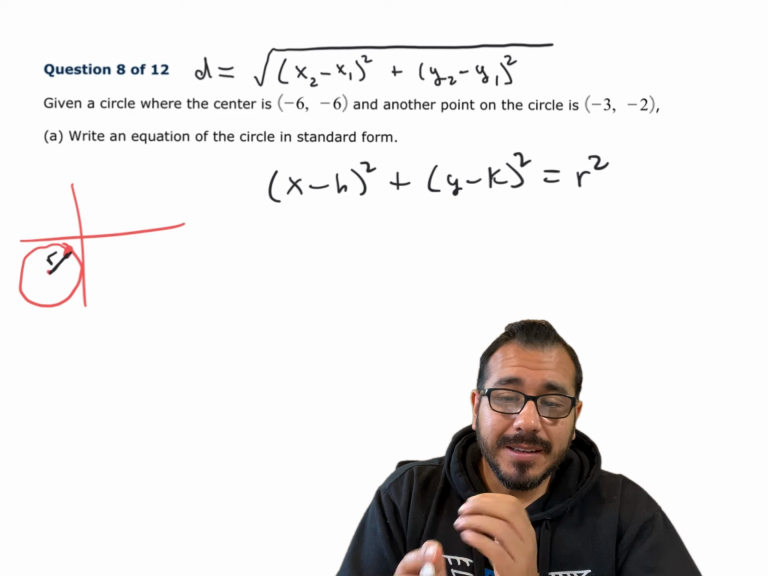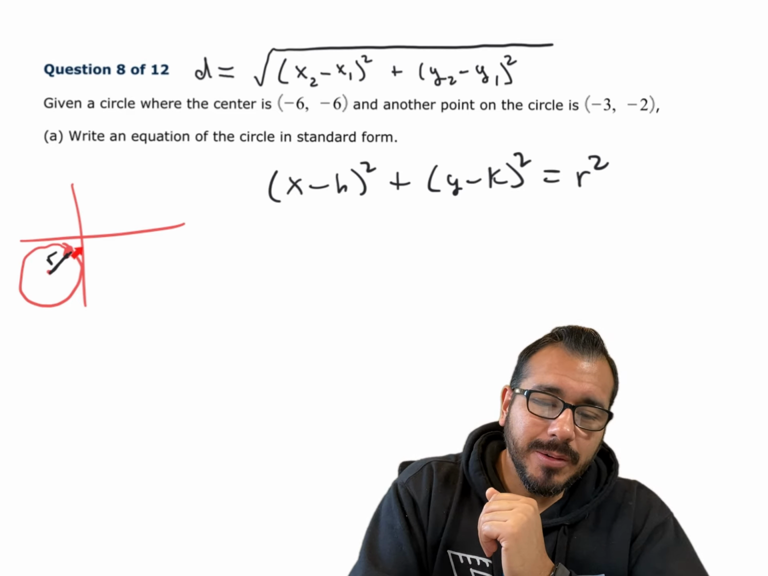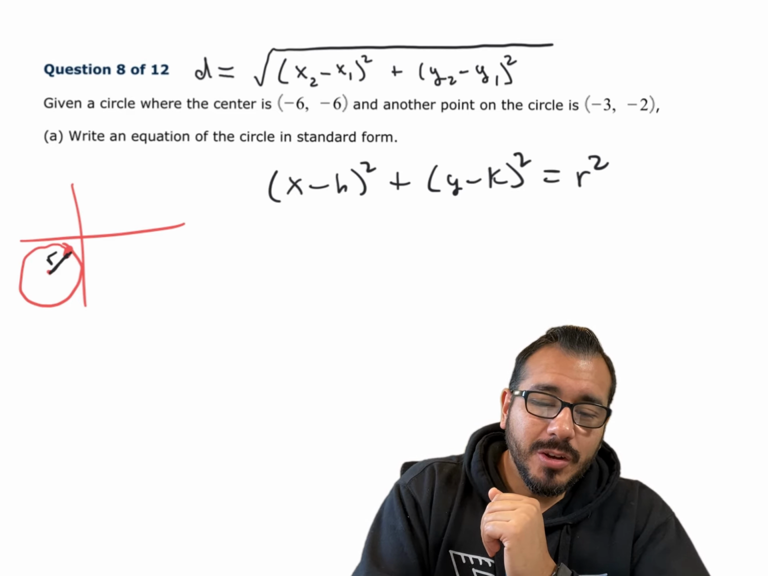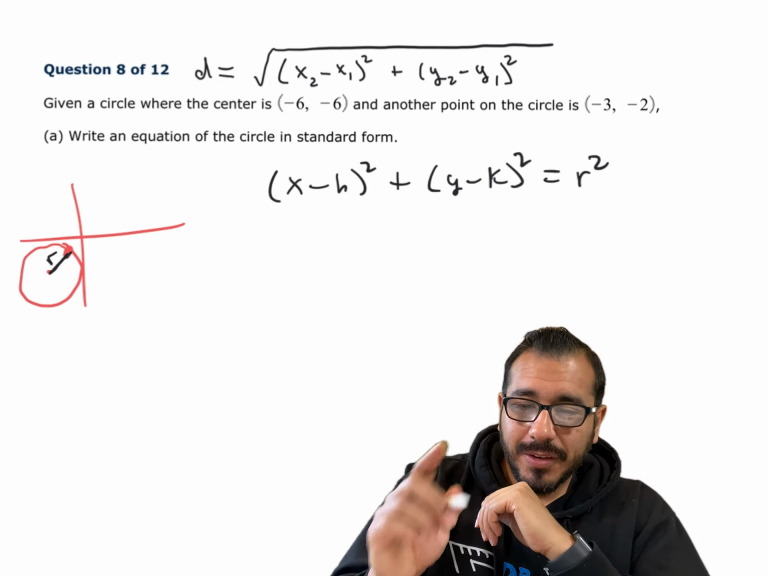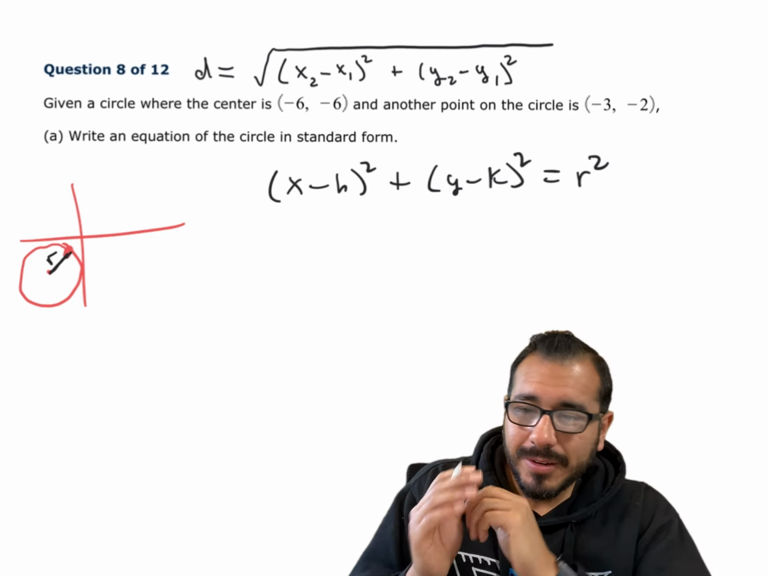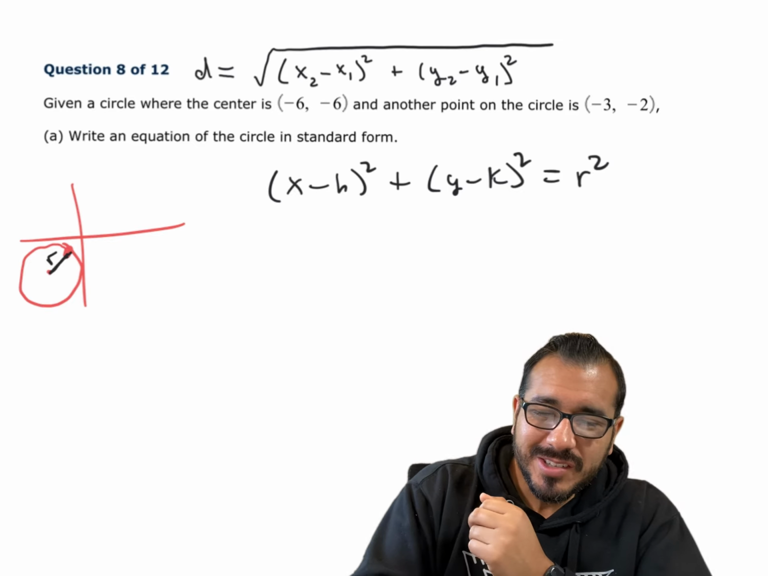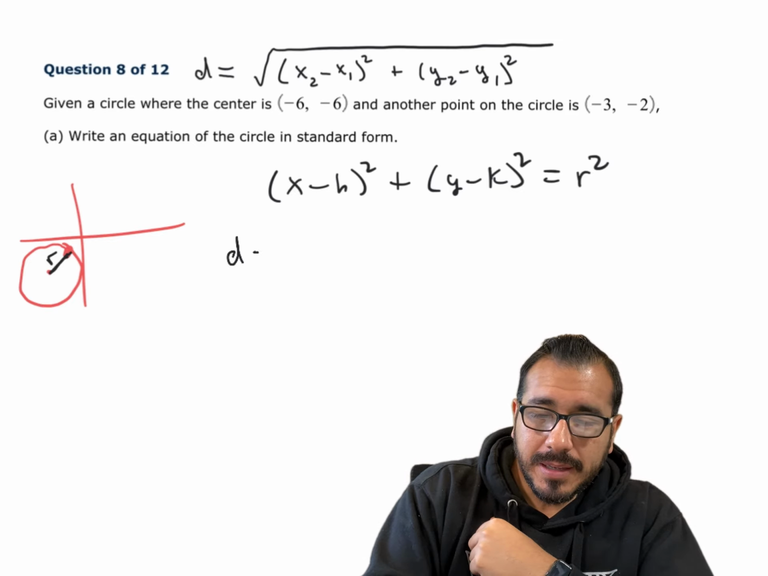How do you find the radius? Boom, the distance formula. Because we have to know the distance between those 2 points.